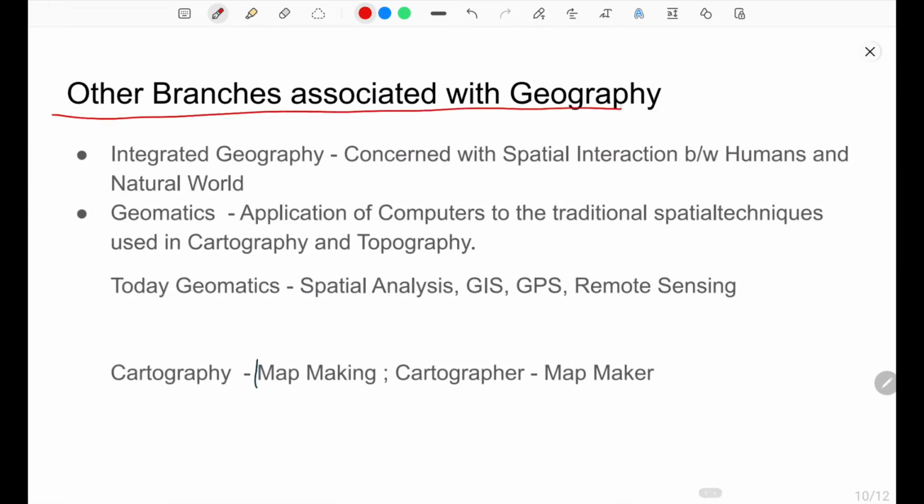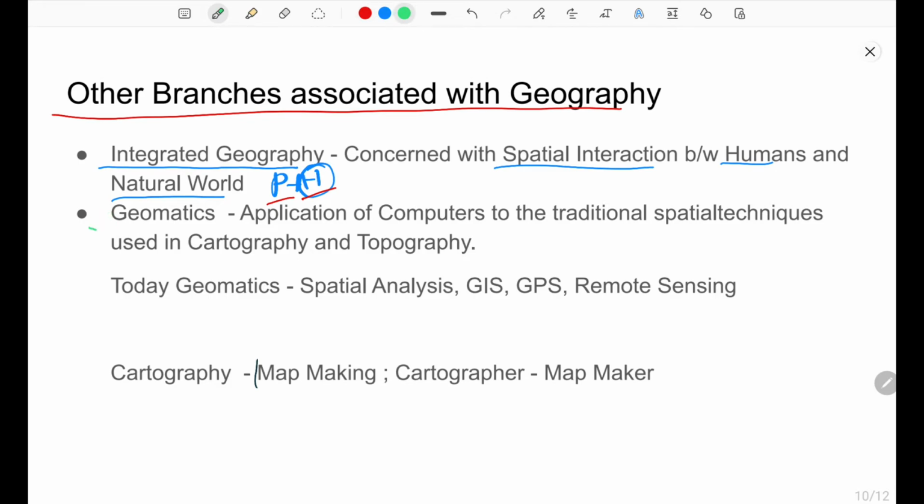Now, other branches of geography. The most important one is integrated geography, which is concerned with the spatial interaction between humans and natural world, more or less similar to social geography, which we have just learned. Generally, this integrated geography is a combination of physical and human geography, but more tilted towards human geography. Very important here.